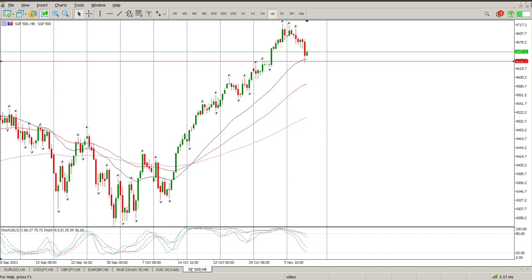Good morning, everybody. So the S&P 500 has pulled back quite nicely onto some structure and had a little bit of a bounce off there, but it did happen quite late in the session yesterday. So I'd like to see confirmation of this setup that's forming at the moment.